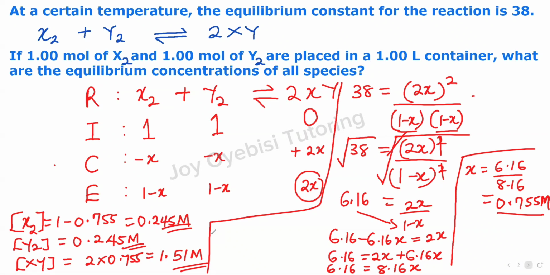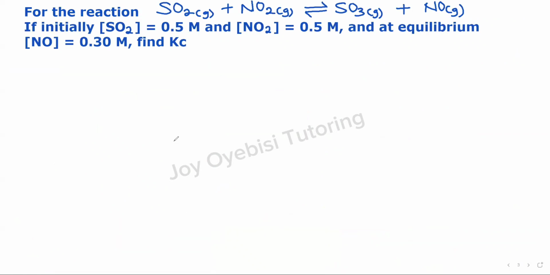Now let's move on to the next question. For the reaction, which they gave us there, if initially SO2 is equal to 0.5 molar and NO2 is equal to 0.5 molar as well, and at equilibrium, the NO is equal to 0.3 molar, find the Kc. So we just learned how to find the equilibrium concentration in the last example. In this example, we're going to be learning how to solve for Kc.